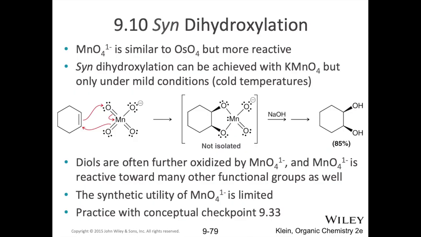Okay. In addition to osmium tetroxide, it's also possible to use permanganate. You could use, for example, potassium permanganate, and it'll get the reaction done, but it's also more reactive than osmium tetroxide. Therefore, you've got to do this under really mild conditions. You need to cool this down to avoid the reaction getting explosive or making a whole bunch of byproducts you don't want.